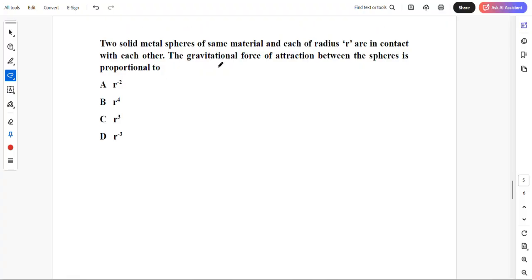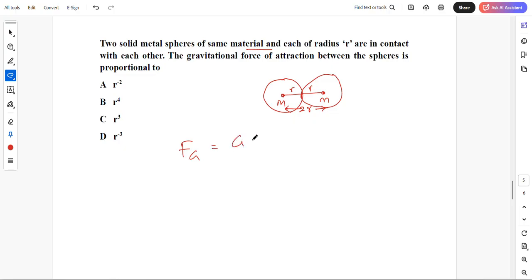It is saying two solid metal spheres of the same material and each of radius r are in contact with each other. Two solid metal spheres of mass m. This is r and this is r. The total will be how much? 2r. What will be the gravitational force?